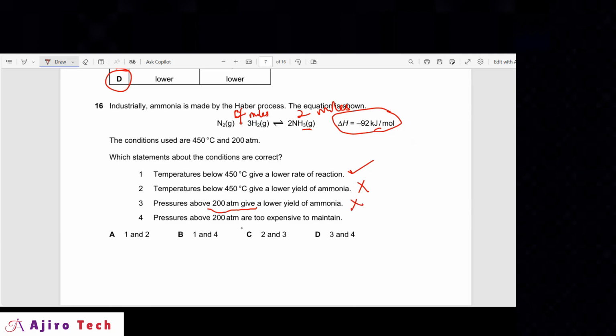Pressures above 200 atm are too expensive to maintain. That is quite correct. So we have 1 and 4. So B is the correct answer to this.